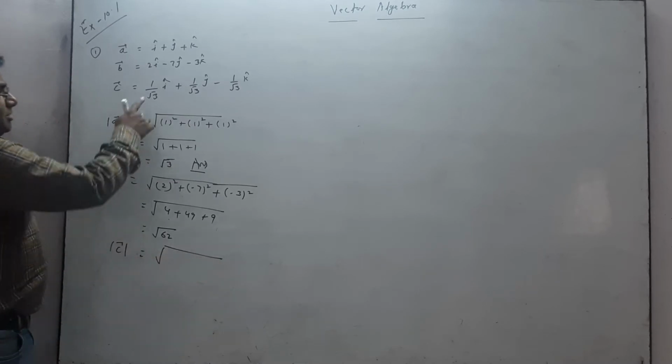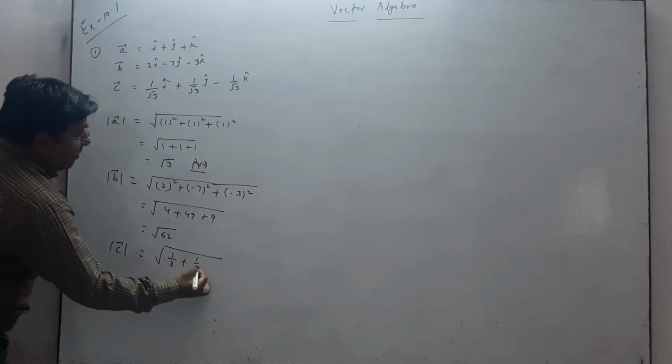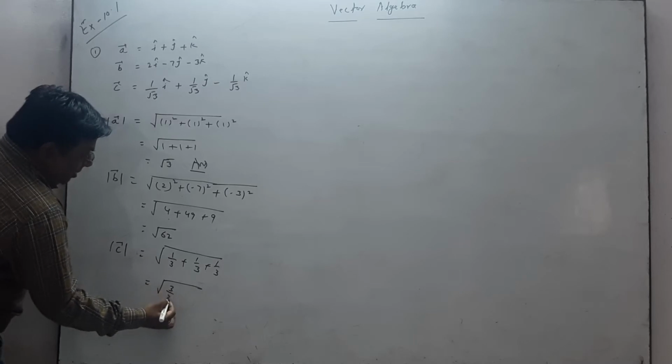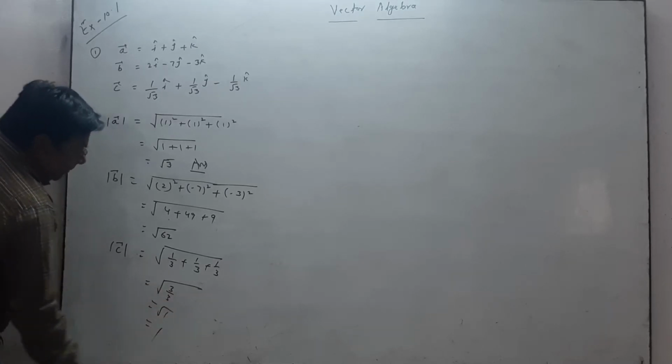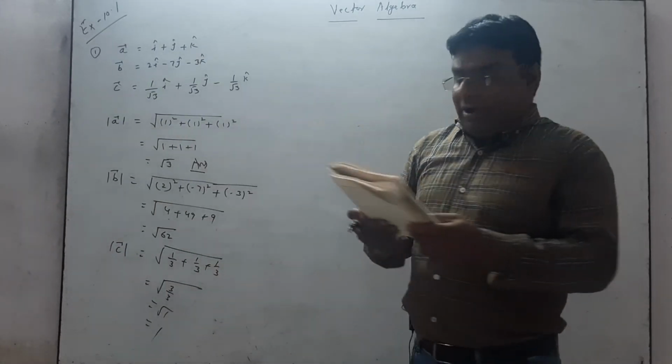Under root is again square of the coefficient of I cap, that square is 1 by 3. Then again 1 by 3, and again 1 by 3. So that is 3 by 3, that is root 1, that is 1. Then the magnitude is 1, this is a unit vector. But is a noun, only find the magnitude.